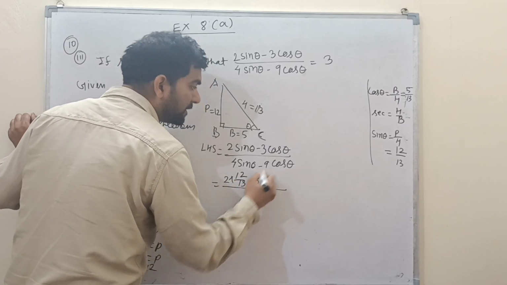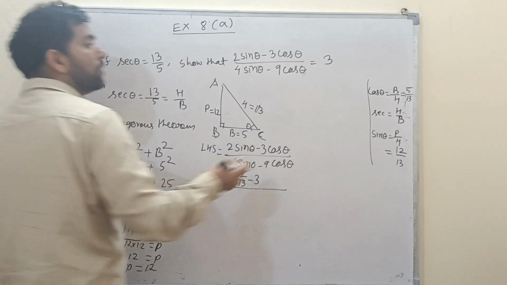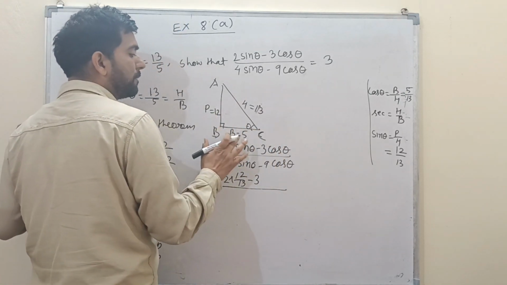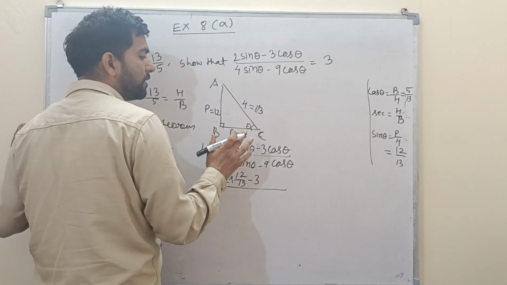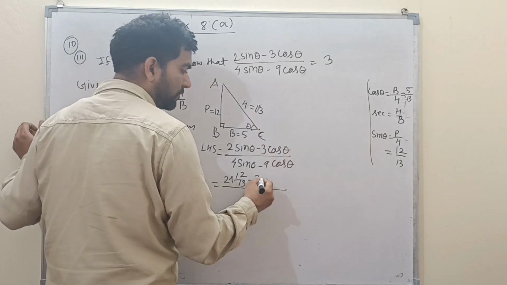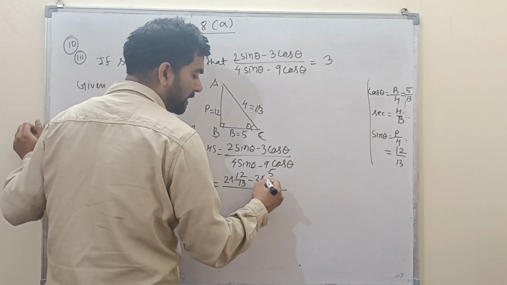Minus 3 will be 3 at the place of cos theta. We know that cos theta is base by hypotenuse. So base we have 5 and hypotenuse 13. So it will be 5 by 13.